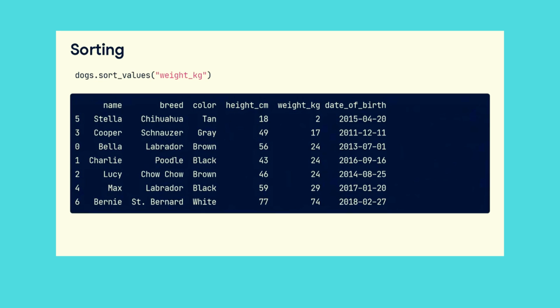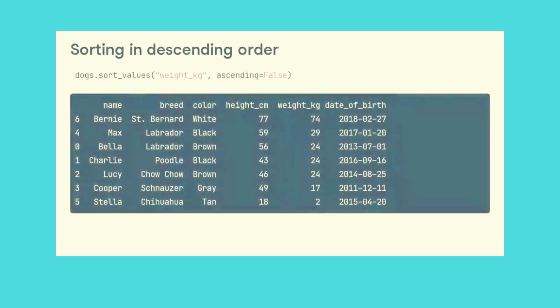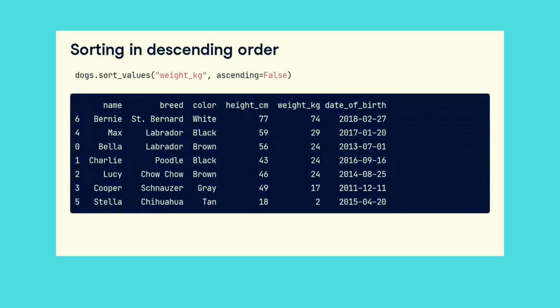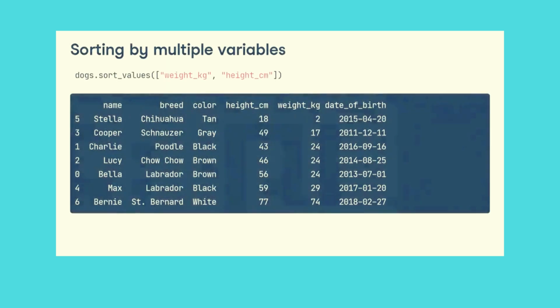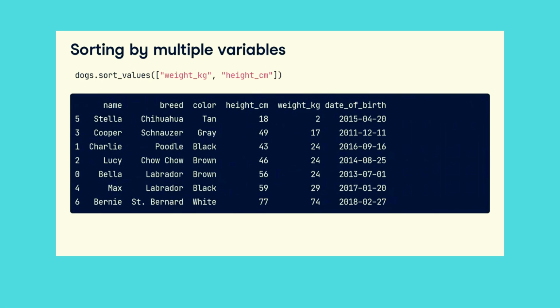For example, when we apply sort values on the weight kilograms column of the dogs data frame, we get the lightest dog at the top, Stella the Chihuahua, and the heaviest dog at the bottom, Bernie the St. Bernard. Setting the ascending argument to false will sort the data the other way around, from heaviest dog to lightest dog. We can sort by multiple variables by passing a list of column names to sort values.